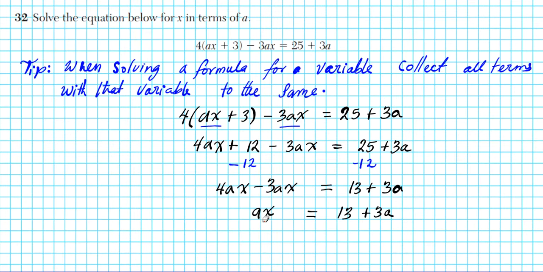Last step is to get x isolated. We'll divide both sides by a, and we'll have our final result, x equals (13 plus 3a) divided by a. Alright, there goes your final answer for question number 32.